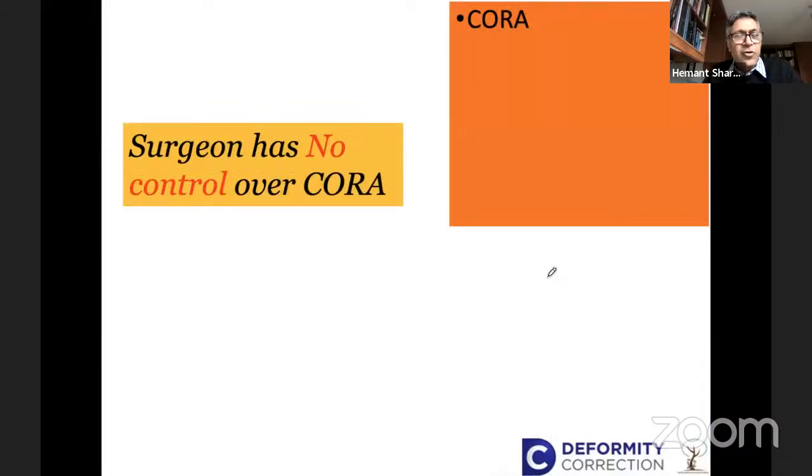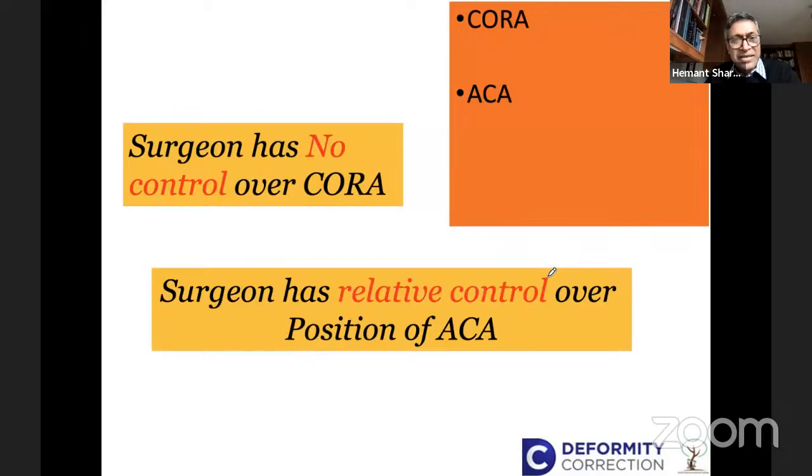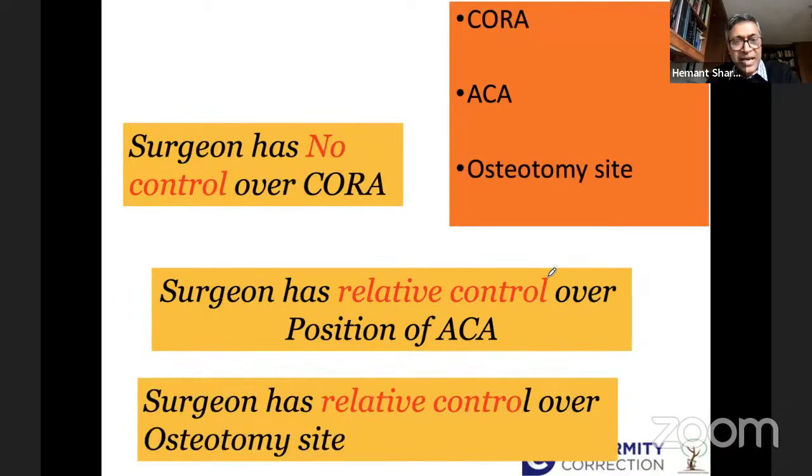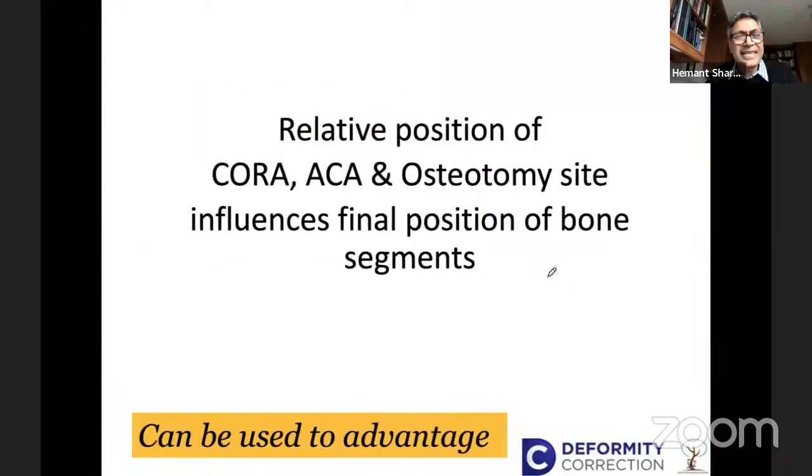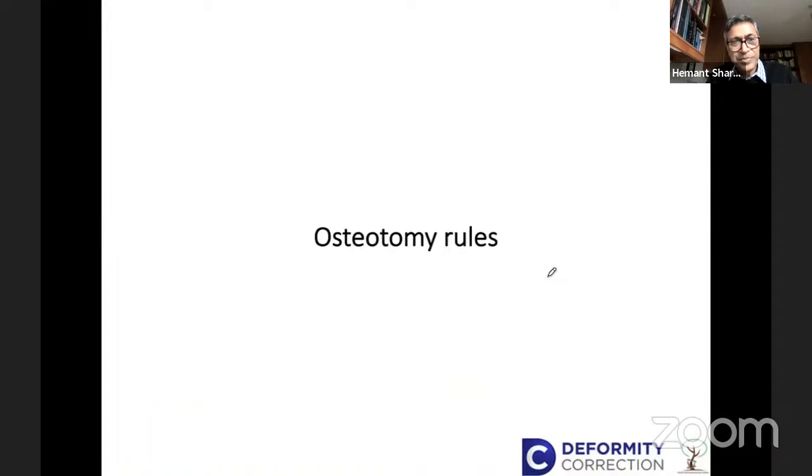Now, if you look at the CORA, we have no control over the CORA because it is a geometrical fact. Where we correct a deformity, that's up to us, and we have some control over it. In whichever way we want to control it, we want to replace our ACA, whether we want to have a translation or not. And osteotomy, again, we have some control over it, because quite often we like to move the osteotomy away from the bad bone to good bone and good soft tissue. And it is the interaction and the relative position of these three things which will influence and give us the final position of our bone segments.